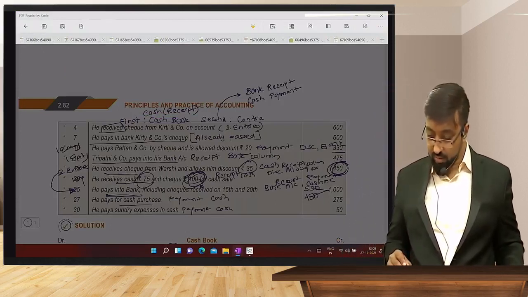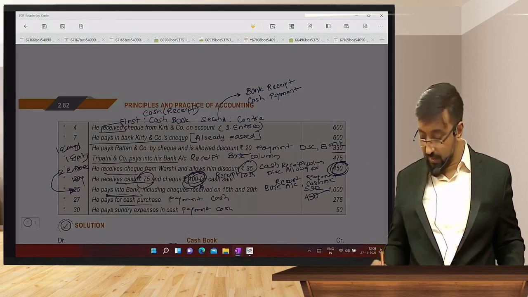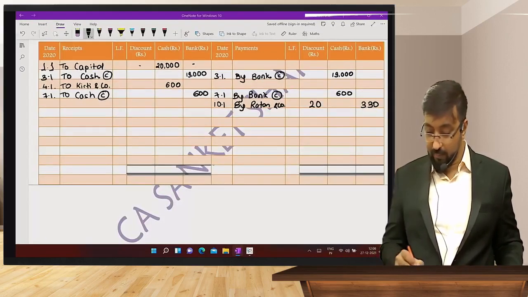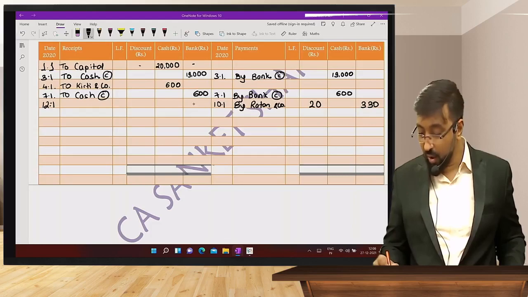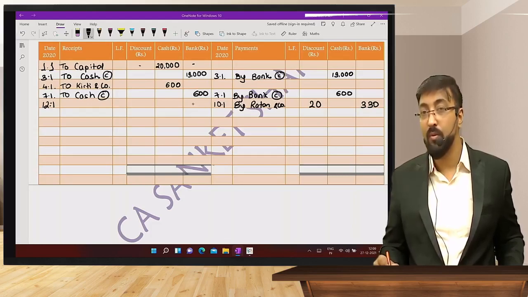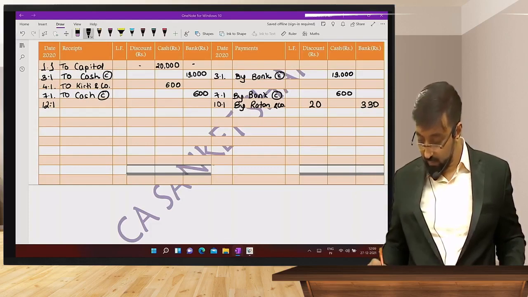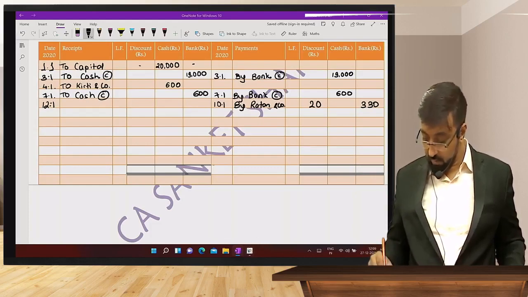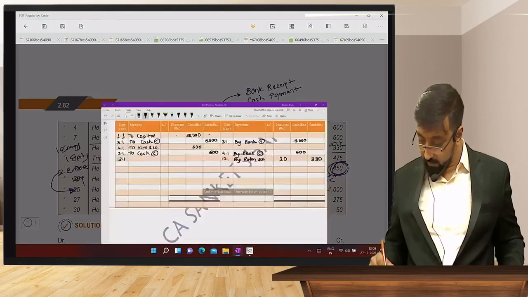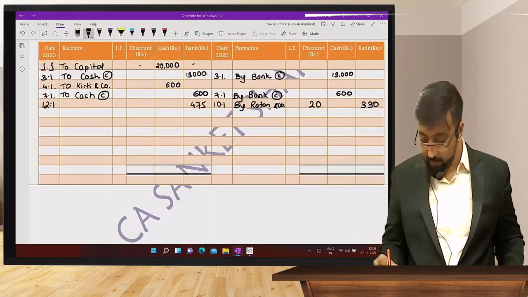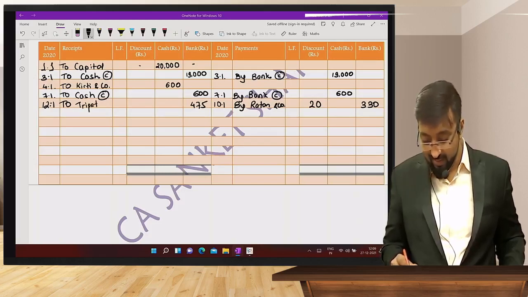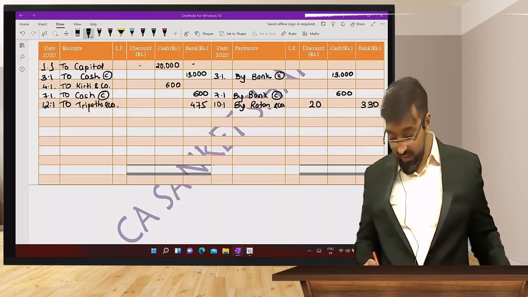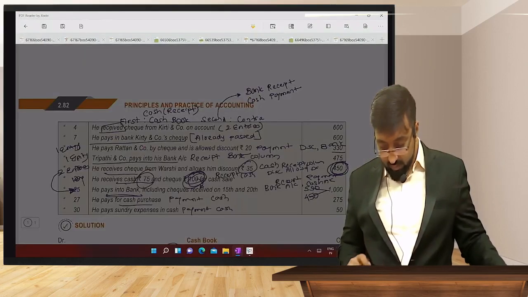Next one is, Tripathi and Company pays into bank. Pays into bank, beta. Tell me the date. 12 Jan. In the bank column, I am going to write it. Tell me the amount. 475. To whom? Tripathi and Company. Any discount, beta? No.